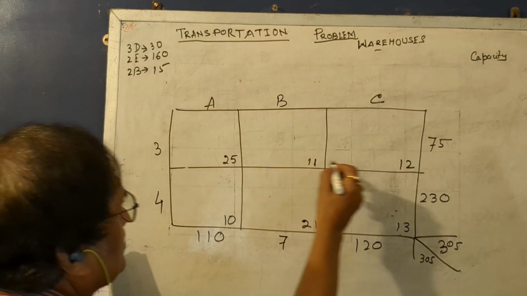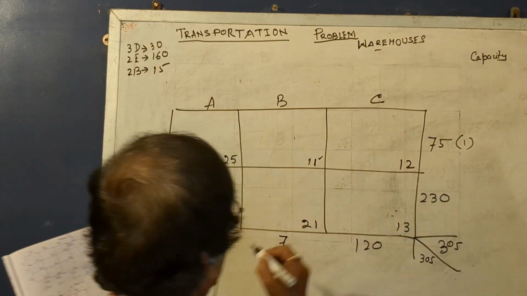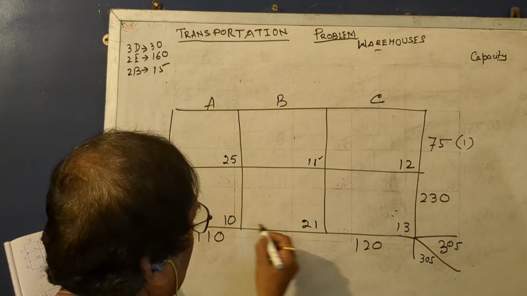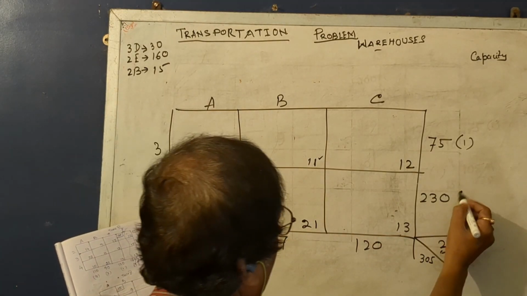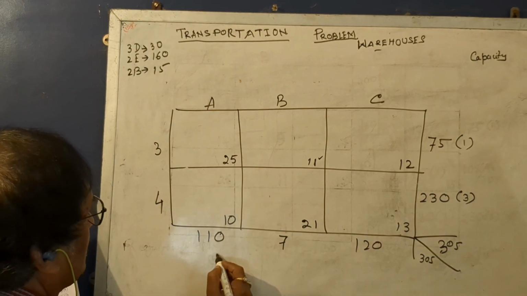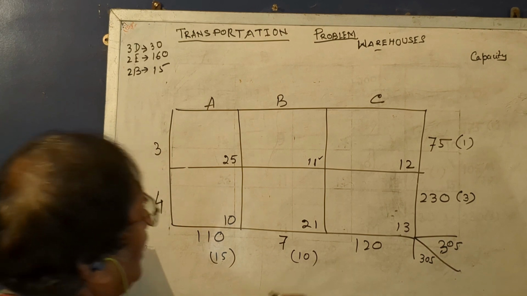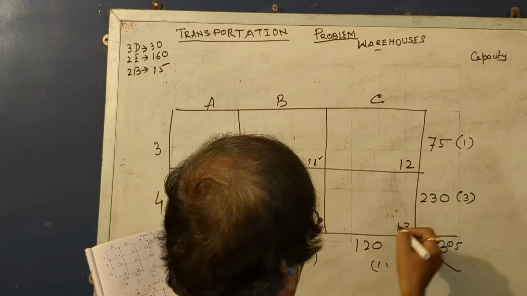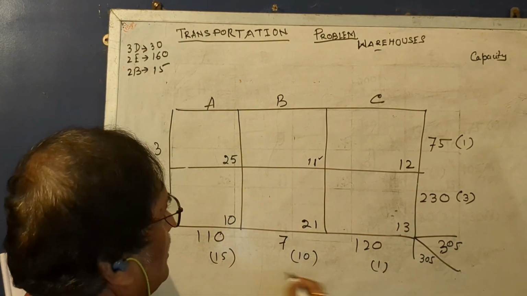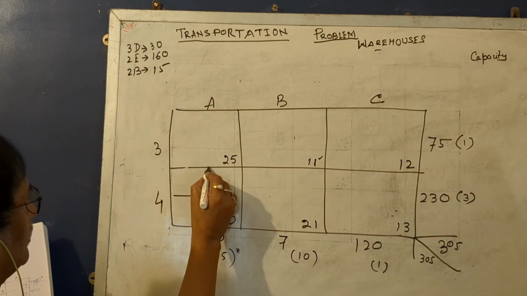Again, calculate first row wise lowest and immediate lowest. That is 1. 12 minus 11 is 1. And this row 10 and immediate lowest is 13. That's why the difference is 3. And lowest and immediate lowest, that is 15. And in this case 10. And in this case 1. 12 and 13. Highest difference is 15. That's why you have to allocate the lowest cost.